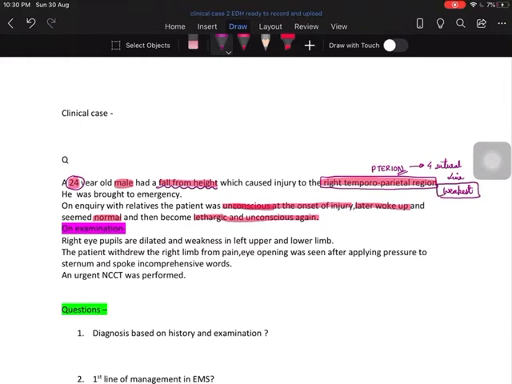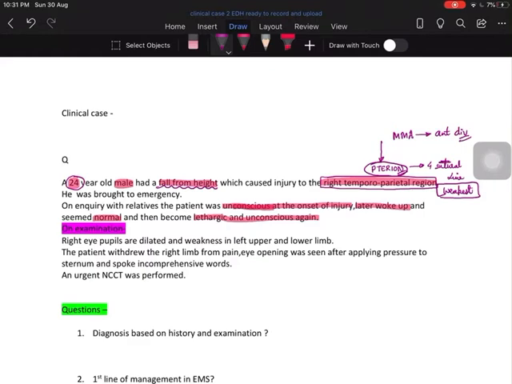And below the pterion there lies the middle meningeal artery, and more specifically the anterior division of the middle meningeal artery. So assuming this history, the injury is most likely on the pterion area, which lies above the anterior division of the middle meningeal artery, and this is most likely to injure the anterior division of the middle meningeal artery.